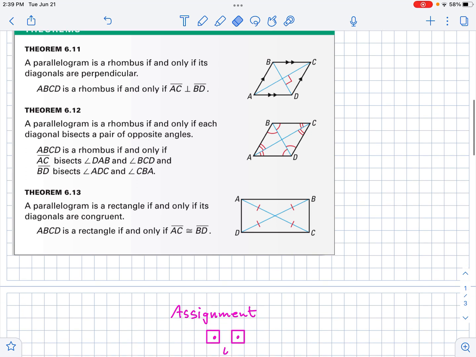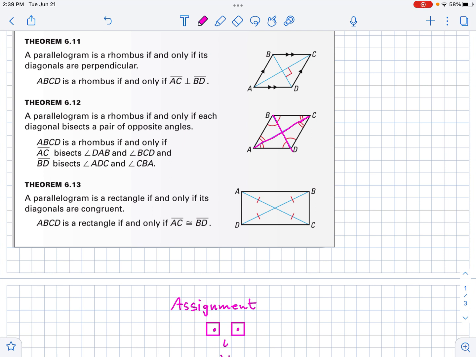Okay, now a parallelogram is a rhombus if and only if each diagonal bisects a pair of opposite angles. Okay, so look at this. Now, notice this diagonal cuts that angle in half. It cuts this angle C in half, and it cuts angle A in half. Okay? It does the same thing. So these diagonals bisect the angles.